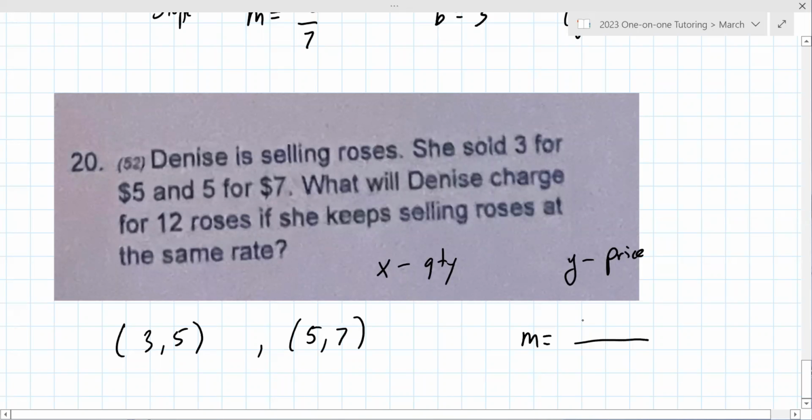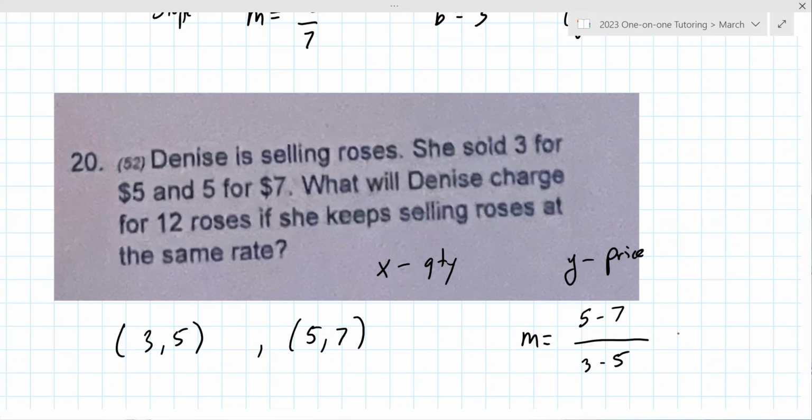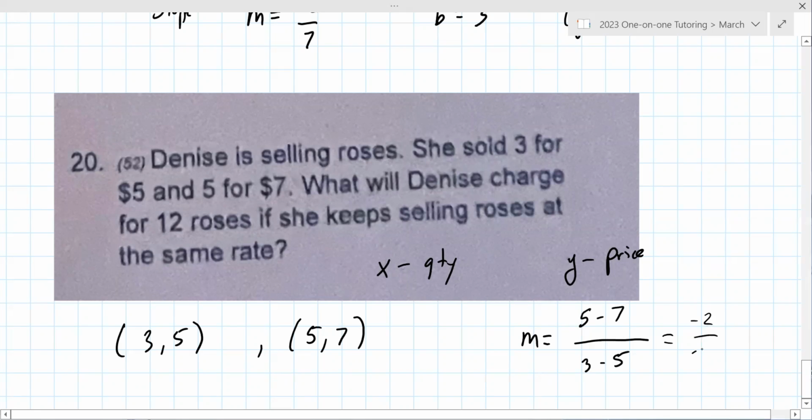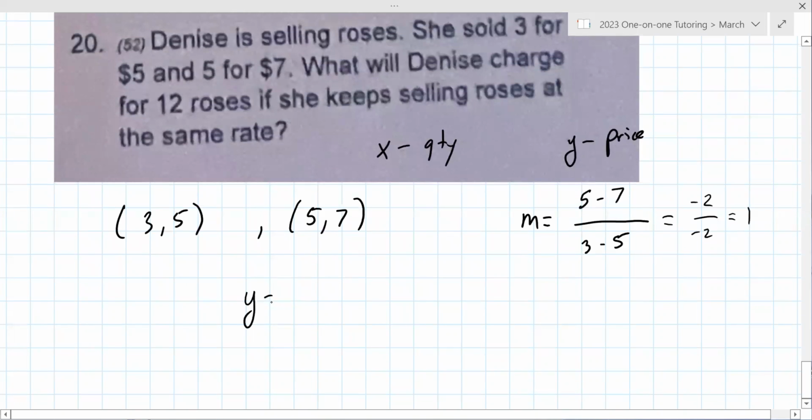So -2 over -2. So you did 5 minus 7 over 3 minus 5. Does that seem right? Yeah. Okay, that does work. So yeah, it's -2 over -2. What does that reduce to? 1. So the equation here is y equals 1x plus b, and you want to use either ordered pair here to find b.